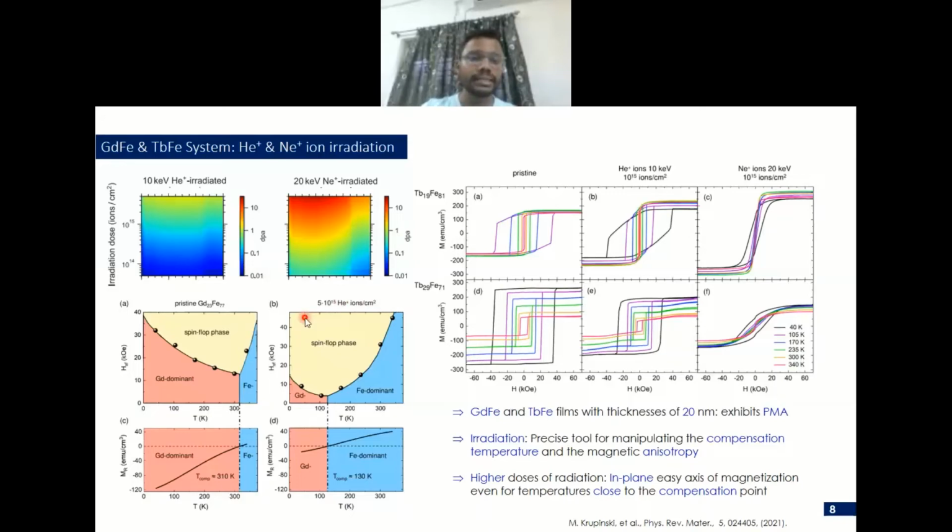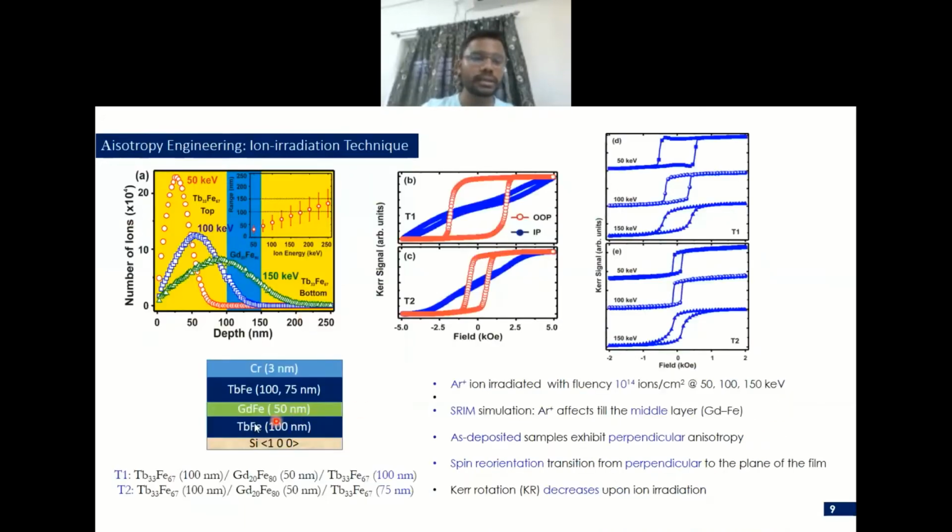So here the idea is, in our case, we take an exchange coupled system where GdFe shows a soft magnetic nature, while TbFe shows a hard magnetic nature. When you take an exchange coupled system, we have enough room to tune the magnetic properties depending upon your incident energy and fluence. So in this case, we fix the fluence at 10 power 14 per centimeter squared. We change the incident energy of argon plus.